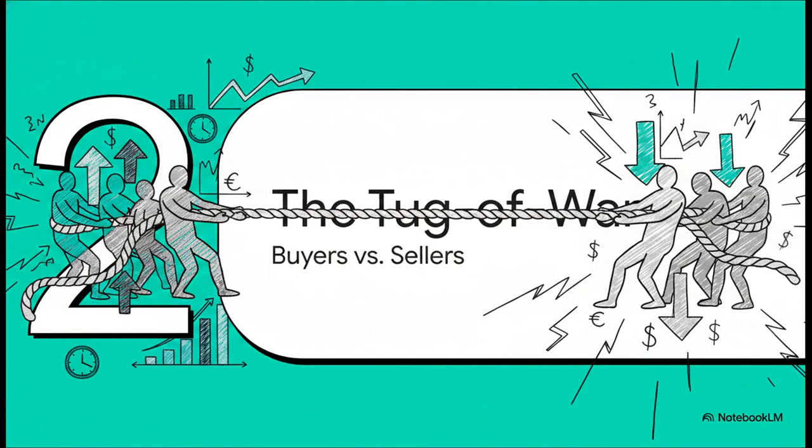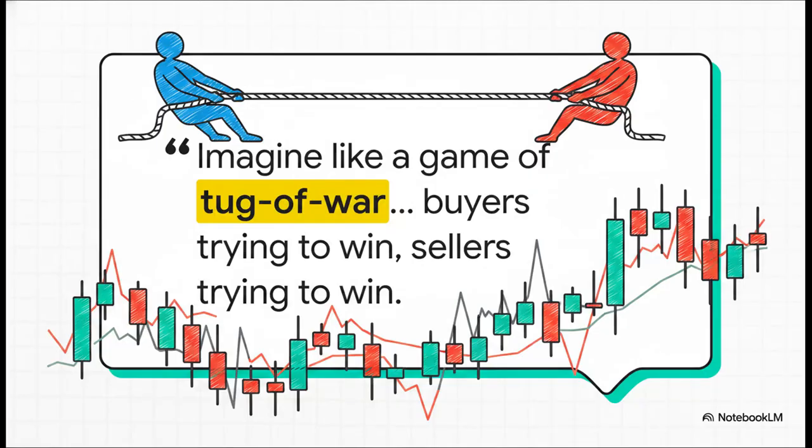Moving right along, Section 2, the Tug-of-War, uncovering the battle between buyers and sellers. Now we're going to take that static visual data point we just talked about and turn it into a dynamic, essentially human story. Jason Greystone puts it perfectly in our source material. He says, imagine like a game of tug-of-war, buyers trying to win, sellers trying to win.